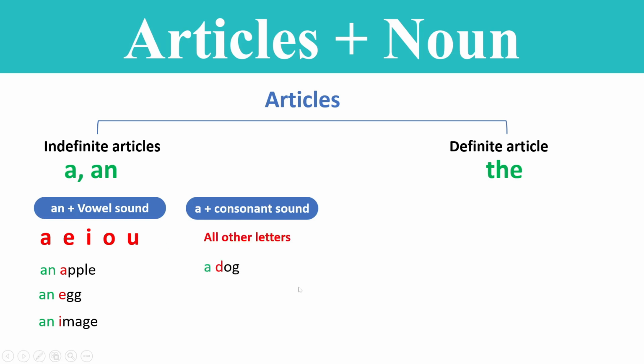Like these examples: a dog, a school, a chair. All these 3 nouns begin with a consonant sound, so the article for them is "a."